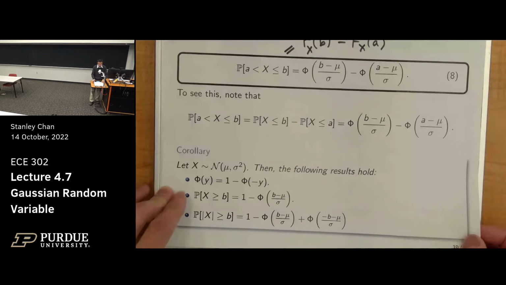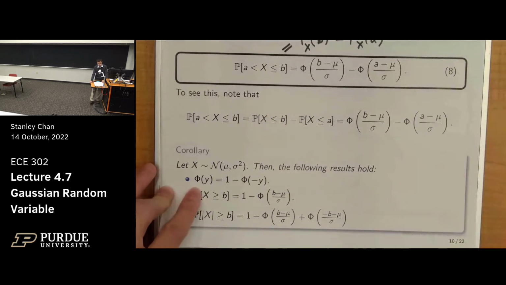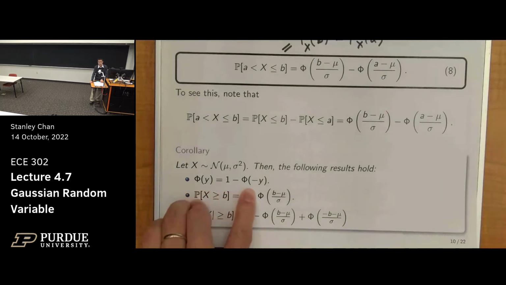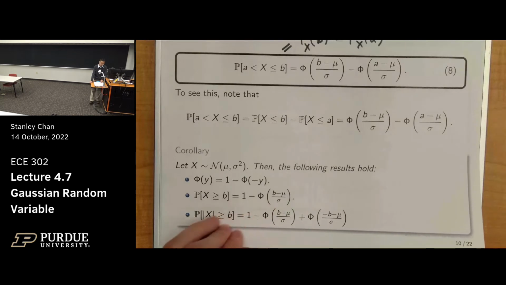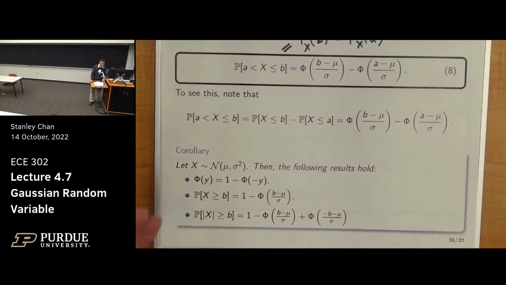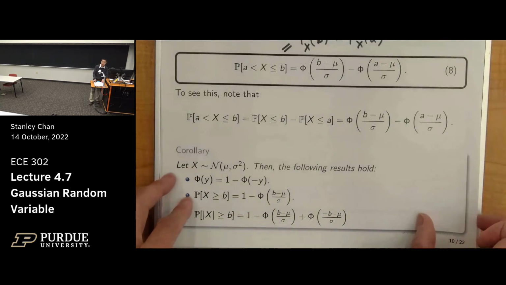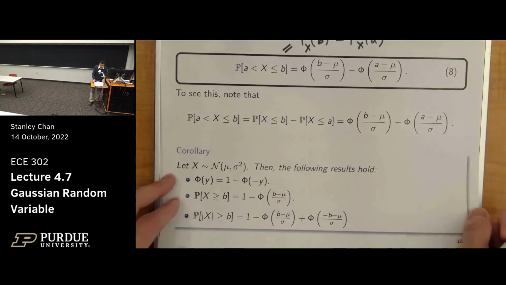There are other properties of the Gaussian random variable, including these. For example, phi of y equals 1 minus phi of minus y. Probability of x bigger than or equal to b is 1 minus the phi of b minus mu divided by sigma, and the last one. So for all these properties, corollaries, you can prove it by yourself.